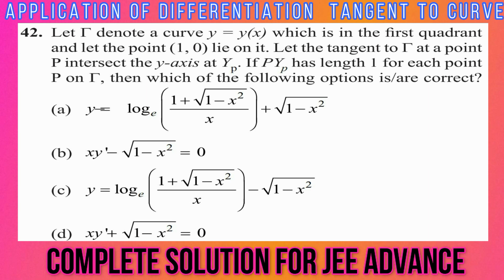P Y_P has length 1. So P Y_P is given to have length 1 for each point P on tau. If we select any point on tau, we get the length of P Y_P as 1. Then the tangent to the curve y equal to f(x) at a point P(x, y) is given, and we have to figure out which one of the four options is correct.